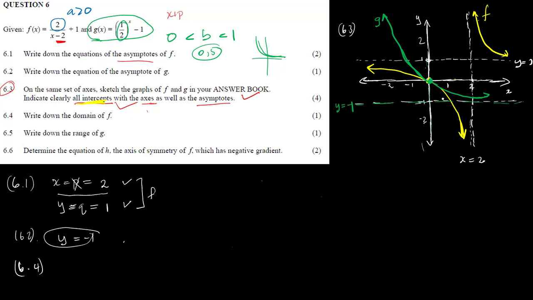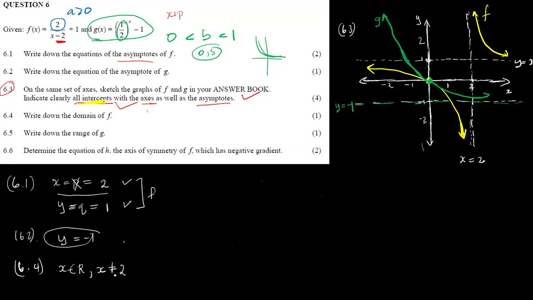So 6.4, we want the domain of f. Where is the graph of f? The yellow one, right? The yellow graph. How are we going to determine the domain? We're going to look at the values of x. We're going to say the domain of f: x is an element of all real numbers. But there is an exception. Then what is that exception? It is that x may never be equal to the asymptote, in this case, which is 2.